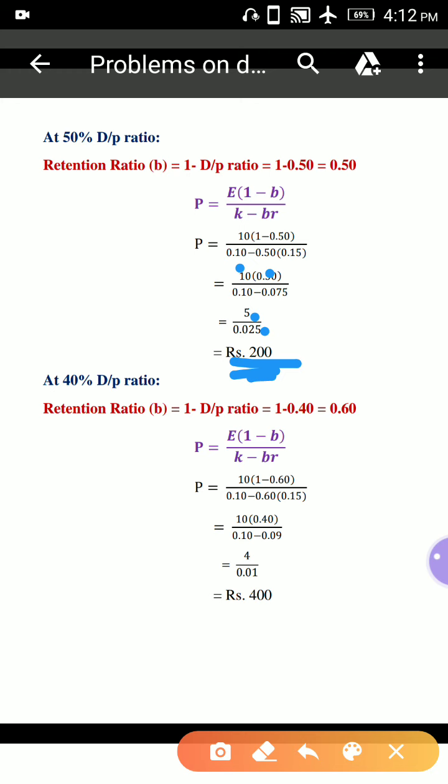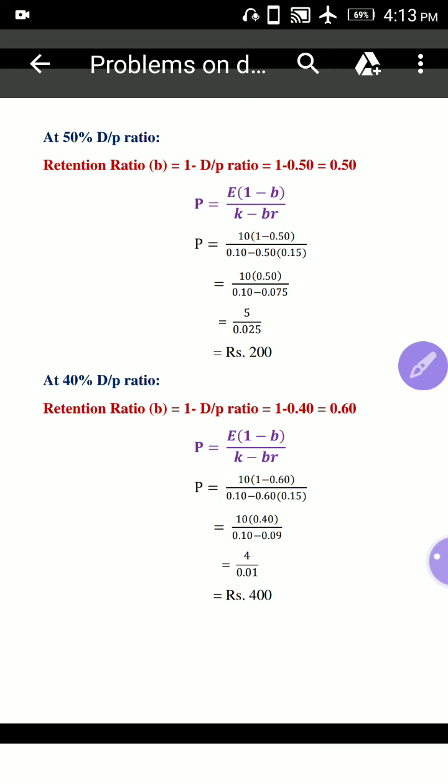Now at 40% dividend payout ratio, the value of B is equal to 1 minus dividend payout ratio, that is 1 minus 0.40, which is 0.60. Now the retention ratio is 60%, or 0.60. Now the substitution of the B value in this formula: E is 10 rupees, 1 minus B 0.60, divided by K 0.10 minus B 0.60 into R value, as it is 0.15.